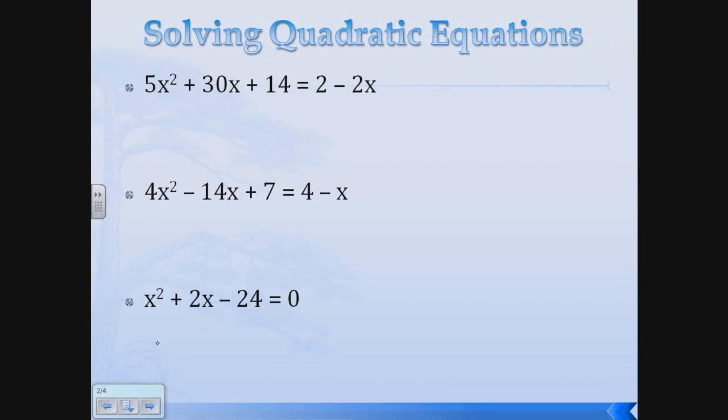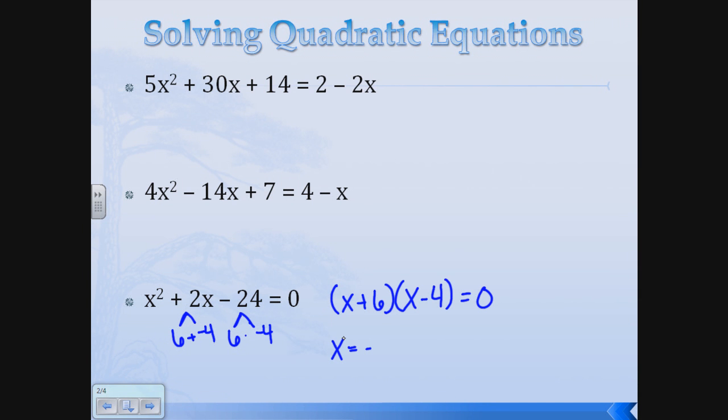The answers to this problem, when you factor, the factors of negative 24 that make 2 would be 6 times negative 4 and 6 plus negative 4. So it should factor as x plus 6 and x minus 4 equals 0, which gives answers of x equals negative 6 and x equals 4.